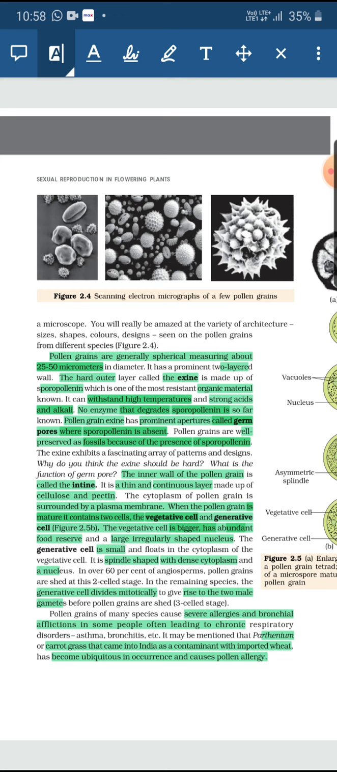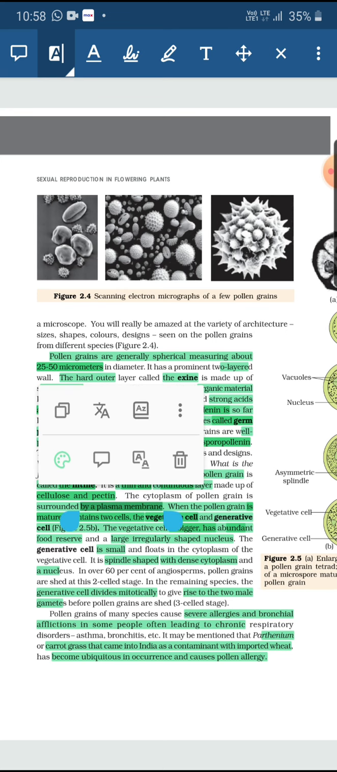Now, the inner layer of the pollen grain is called the intine layer. It is a thin layer and it is also a continuous layer. This layer is made up of cellulose and pectin. The cytoplasm of the pollen grain is surrounded by a plasma membrane also.